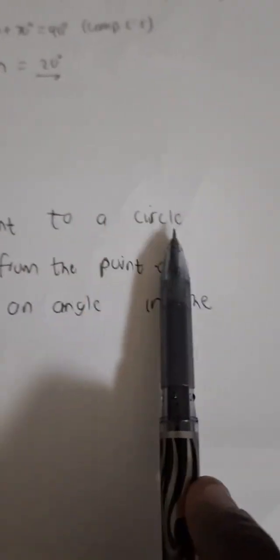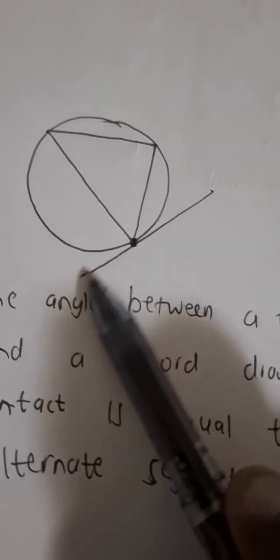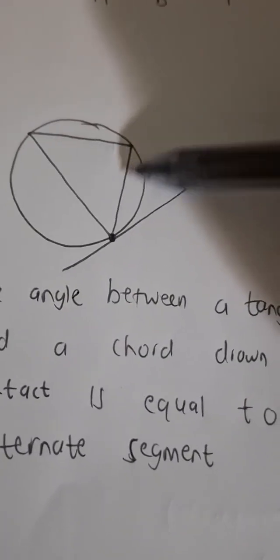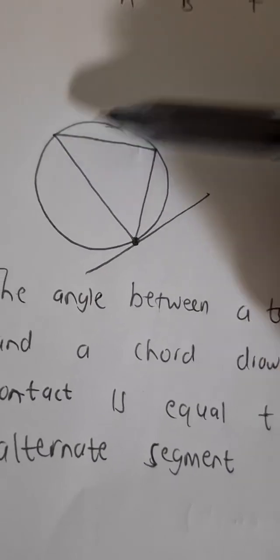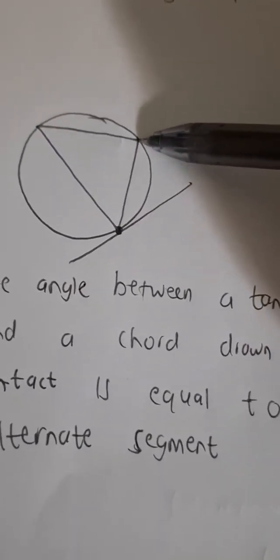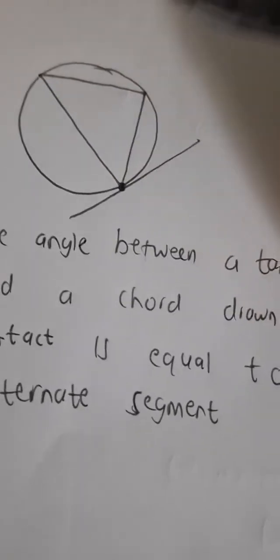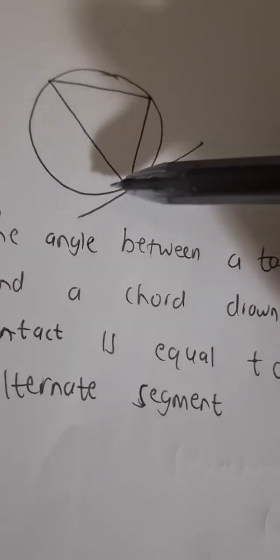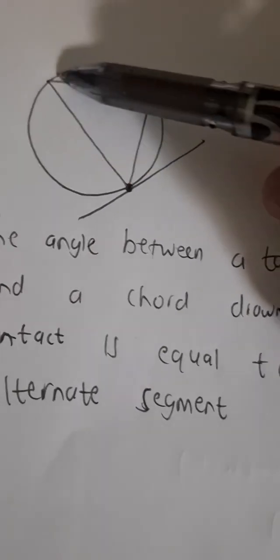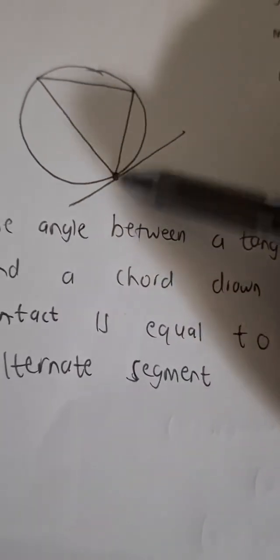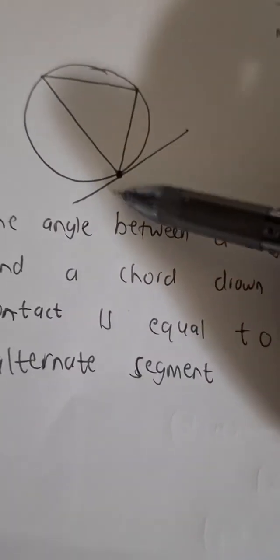It says here the angle between a tangent to a circle and a chord. So let's come here. This is a tangent. Look at this: you have 1, 2, 3 chords. These 3 chords make up the triangle that is internal to your circle. All these vertices touch the circumference of the circle, but these lines are chords, 3 chords.